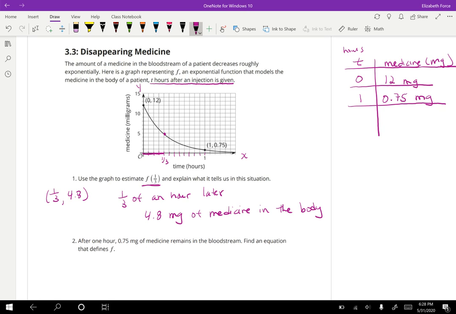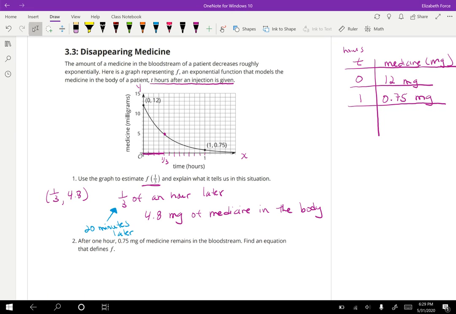Now, a lot of times you don't hear us say 1/3 of an hour later, right? We talk about being a half an hour later, but not really 1/3. So I'm going to rewrite this a little bit and say that 1/3 of the hour later is 20 minutes, right? 1/3 of 60 minutes in an hour, so 1/3 of 60 is 20. So 20 minutes later, we have 4.8 milligrams of the medicine in the body.